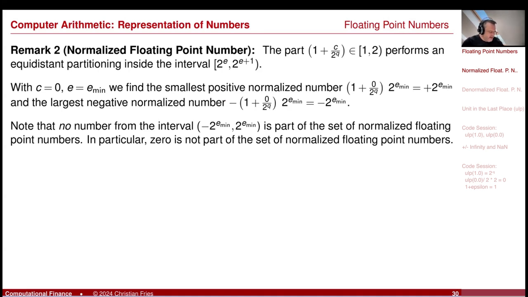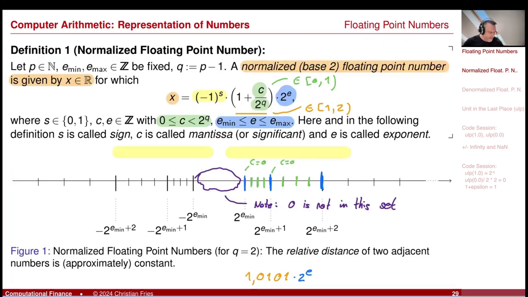So let's summarize a little bit the things here. This was already on the slide. This part here, the part with the c, is an equipartitioning of the interval from 2 to the power of e to 2 to the power of e plus 1. Maybe also note this: what's happening if c is the last possible number you can represent? The last possible number you can represent is 2 to the power of q minus 1. If you then add 1, you get 2 to the power of q. This means that this ratio becomes 1, and this means that this becomes 2.